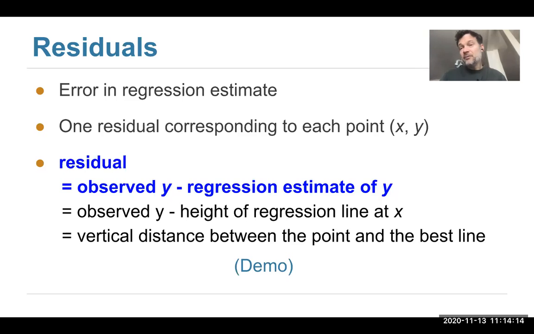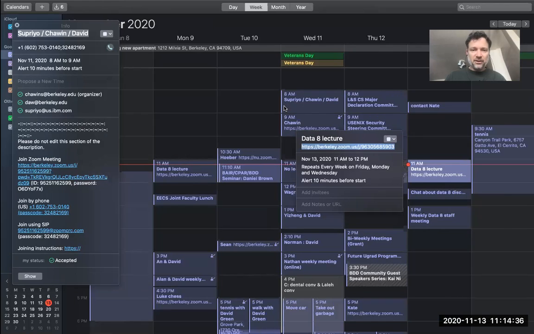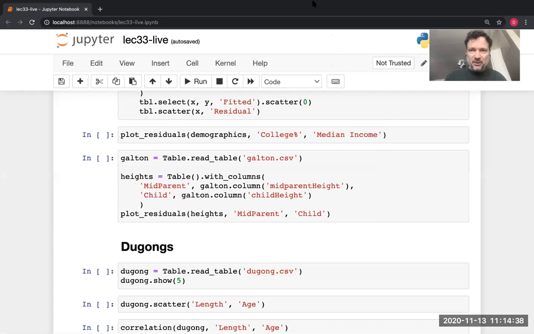Okay, residual, again, like an error, it's the same thing, can be positive or negative. If it's positive, that means that the actual value was larger than our prediction, so our prediction was too low. And if it's negative, that means the actual value was smaller than our prediction, so the prediction was too high. So let's look at an example. Let's do demo.